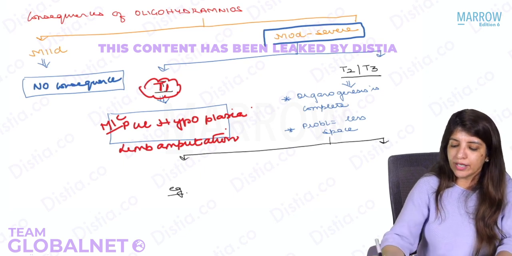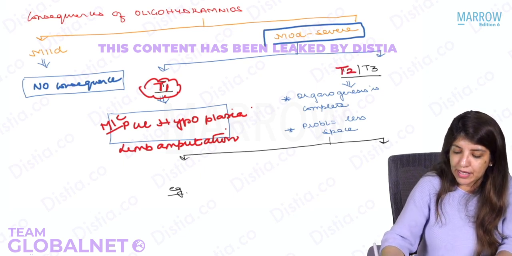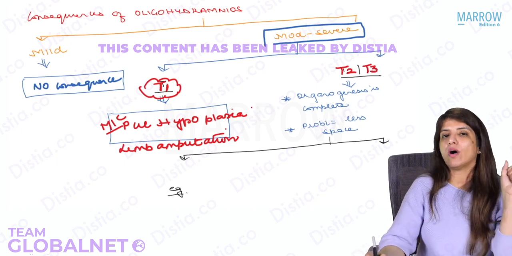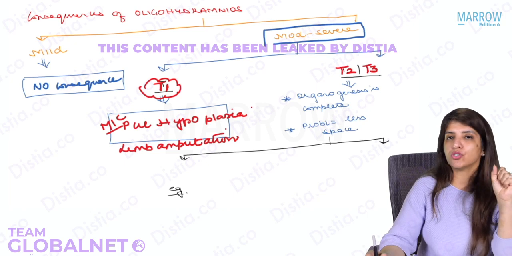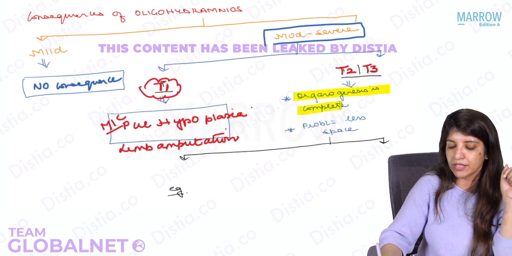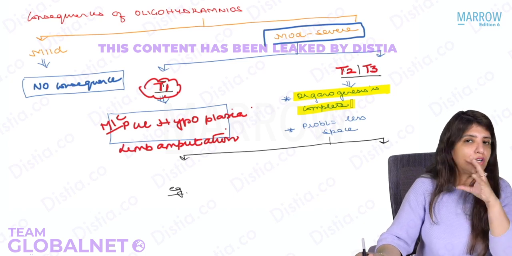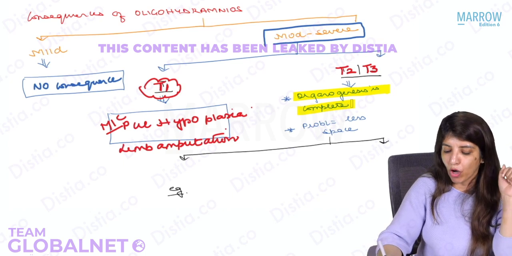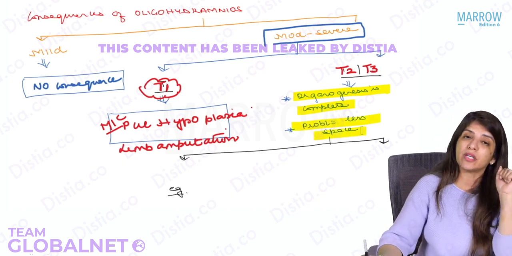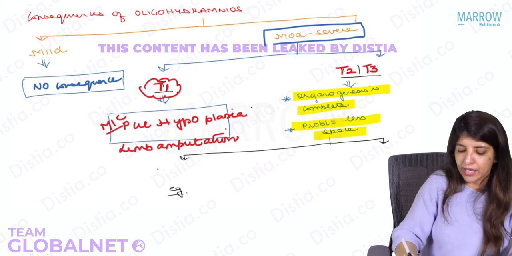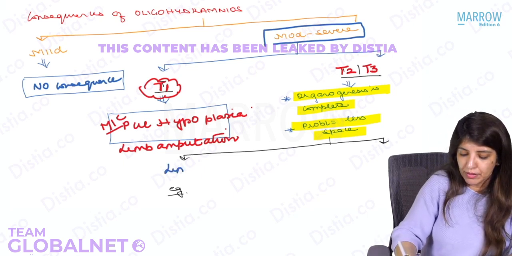Now suppose oligohydramnios is happening in the second or third trimester. By that time organogenesis is complete. Right? So I will not get pulmonary hypoplasia, I will not get limb amputation, but the problem remains the same, that there is less space. Because of less space, there can be limb deformities.